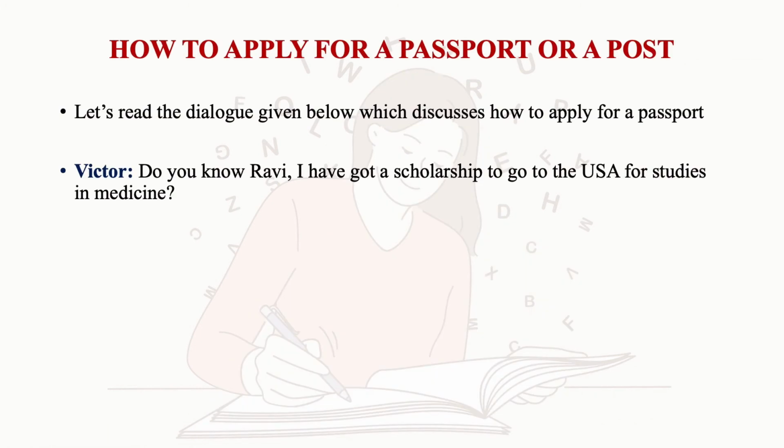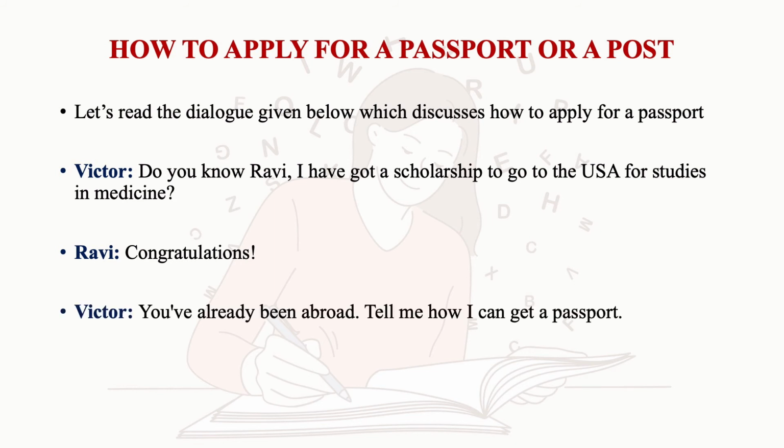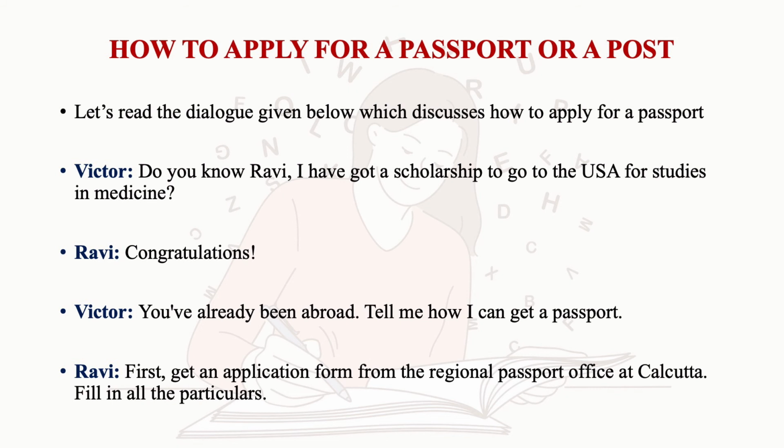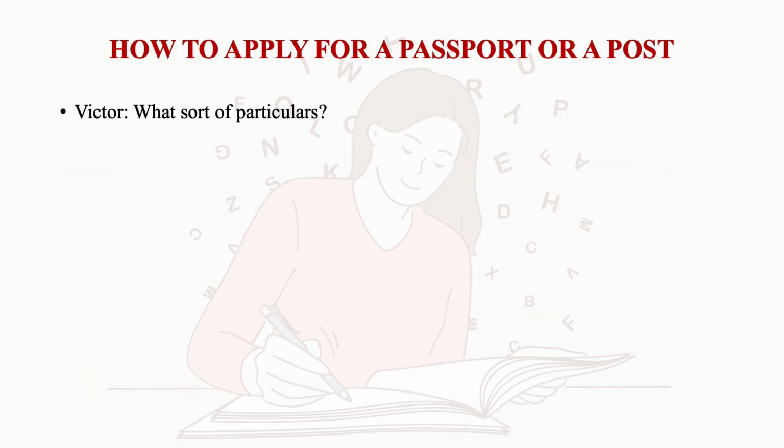Victor: Do you know, Ravi, I have got a scholarship to go to the USA for studies in medicine. Ravi: Congratulations. Victor: You have already been abroad. Tell me how I can get a passport. Ravi: First get an application form from the Regional Passport Office at Calcutta. Fill in all the particulars. Victor: What sort of particulars?